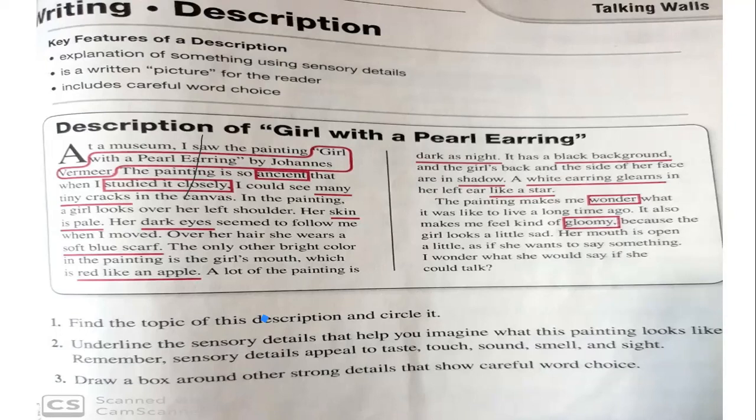The painting makes me wonder what it was like to live a long time ago. It also makes me feel kind of gloomy because the girl looks a little sad. Her mouth is open a little as if she wants to say something. I wonder what she would say if she could talk. Now, find the topic of the description and circle it.